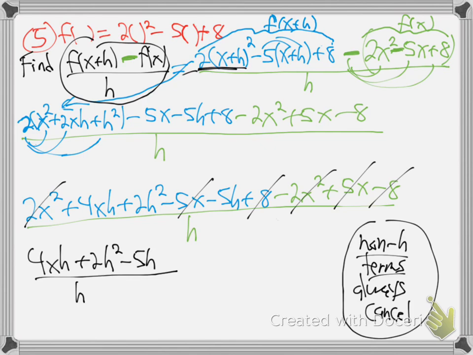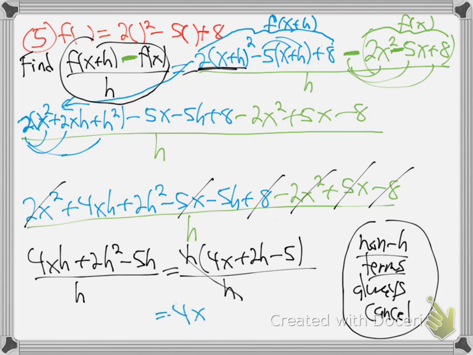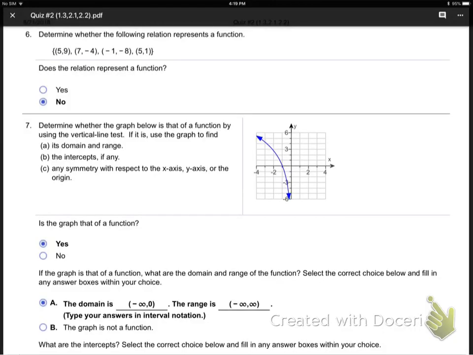Now, what do you do for canceling? Well, what you can do is factor an h out of the top here. 4x plus 2h minus 5, over h, and then these cancel. So our final answer then is 4x plus 2h minus 5. Okay, let's go on to number 6. Number 6 gives these points and asks if it's a function or not.